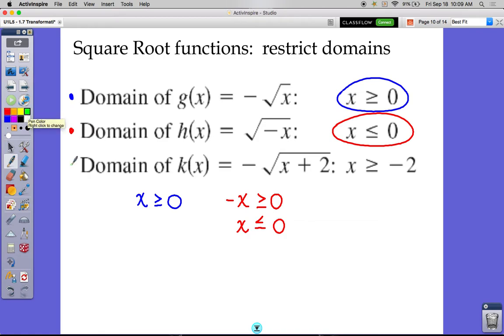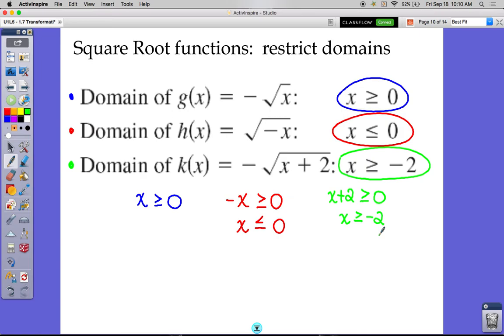And then last one, let's make it green. This one reads x plus 2. And this has to be greater than or equal to 0 because it's inside the square root. So when I solve that, I subtract 2 from both sides. X is greater than or equal to negative 2. And that's why you see the domain now. The only thing I can do is make sure I use values that are greater than or equal to negative 2. That keeps everything inside the square root positive.